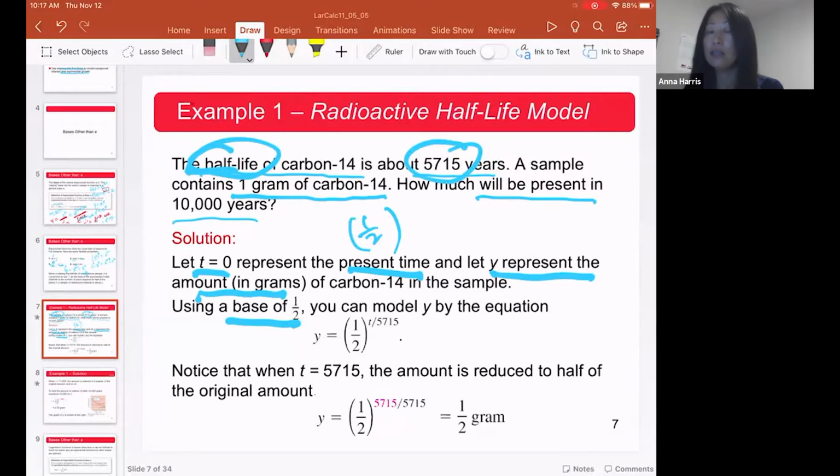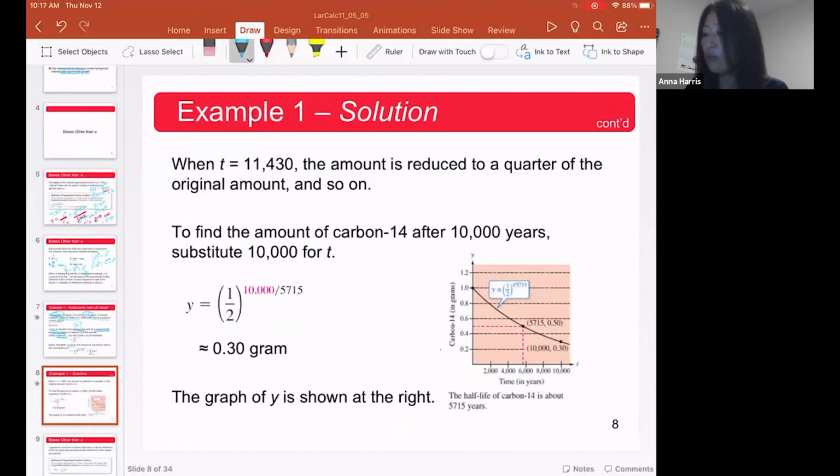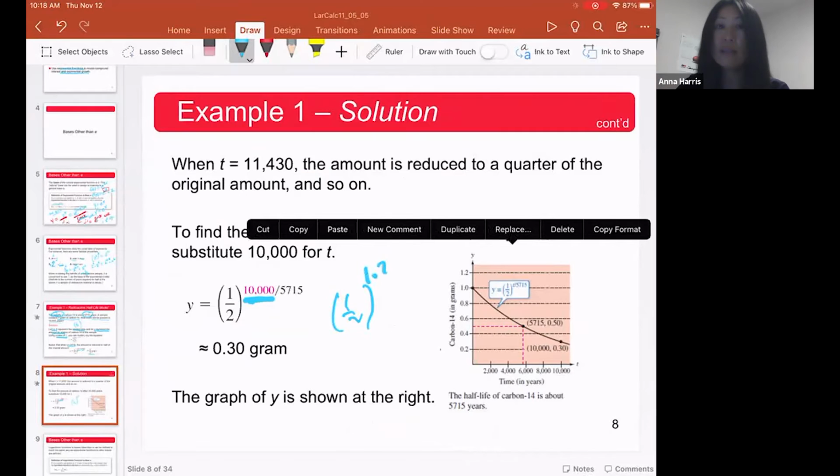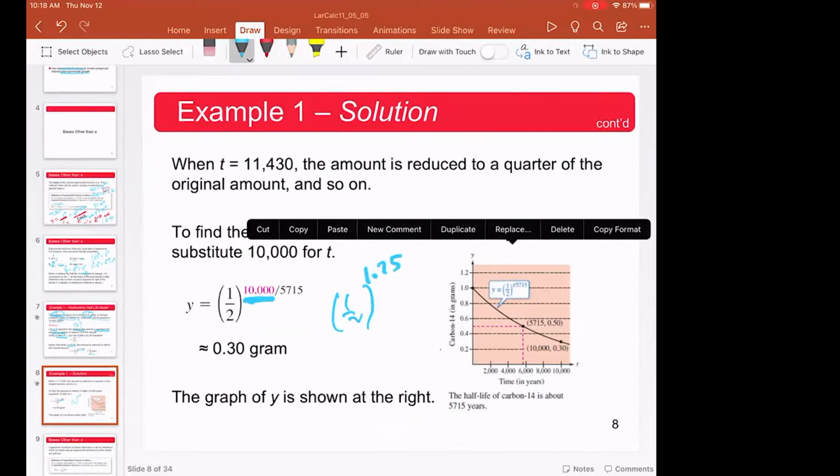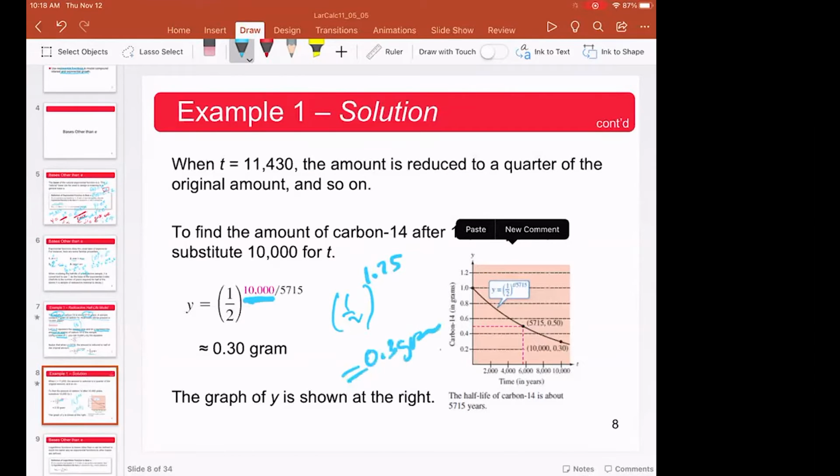Now, when t is 5,715 years, it's exactly the same number of years and you get half a gram left. But I want 10,000 years, so you replace t with 10,000. So 10,000 divided by 5,715, and raise one half to that power. 10,000 divided by 5,715 is about 1.75, so that is equal to about 0.30 grams.